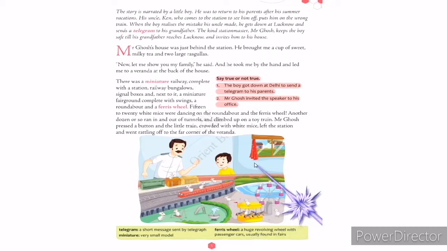Okay, so today we will only be taking this much. This portion we will be taking. So here you understood that it is the station master, Mr. Ghosh, and the small boy. Okay, now we will also discuss the new words and the meaning of those words.